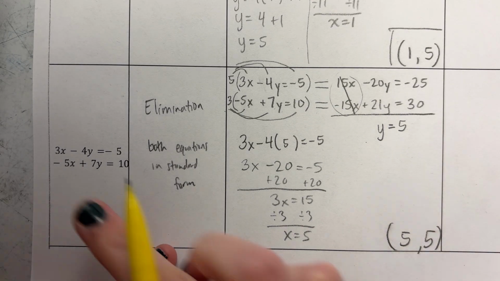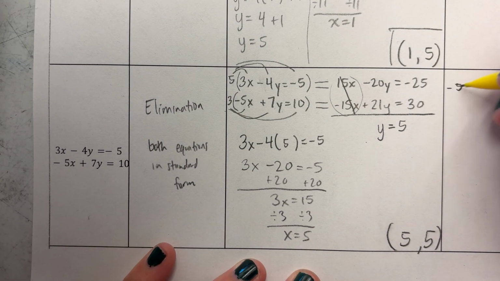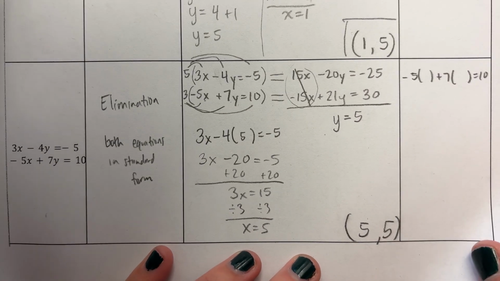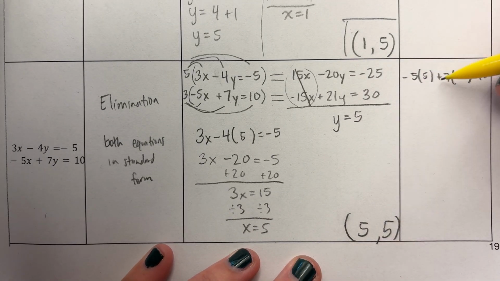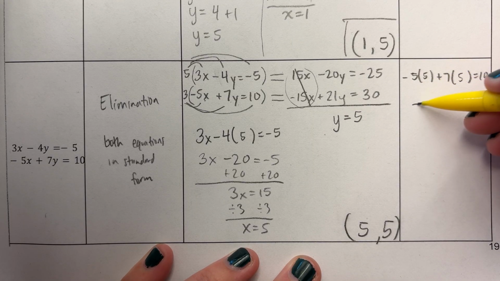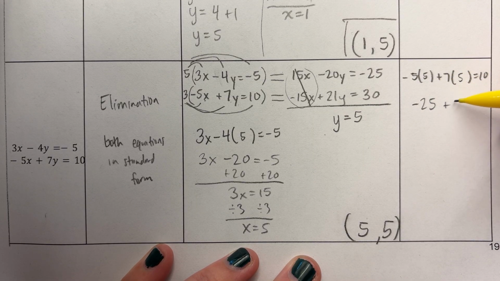Let's go ahead and check that. I'm going to grab the other equation. So negative 5x, oops, you can't see that. Negative 5x plus 7y equals 10. Let's see, negative 5 times 5 is negative 25. 7 times 5 is positive 35. This is the same as 35 minus 25, and that does equal 10. So I'm all set.